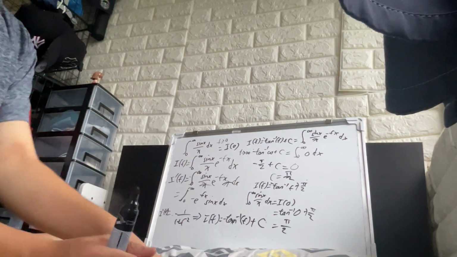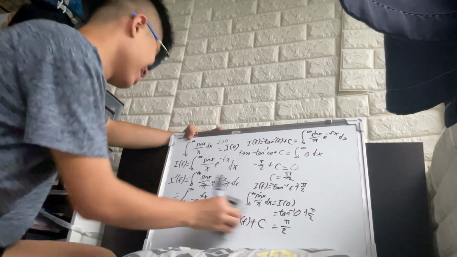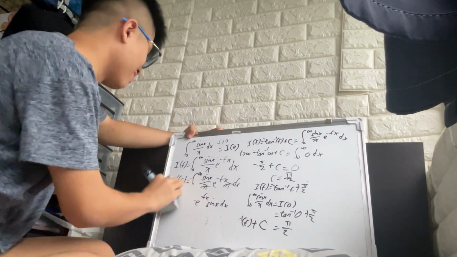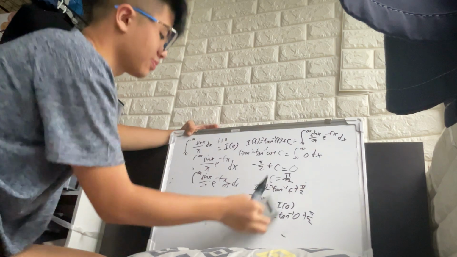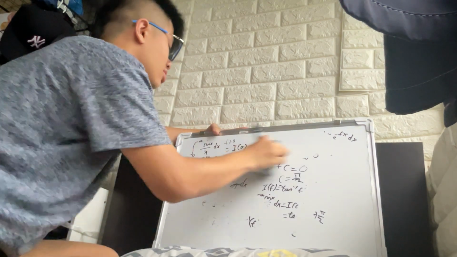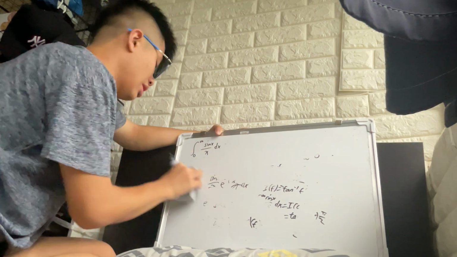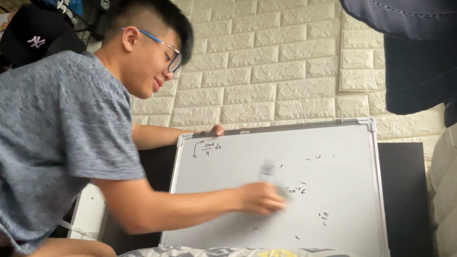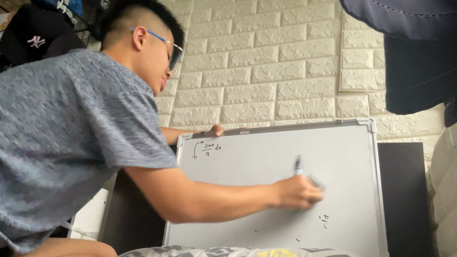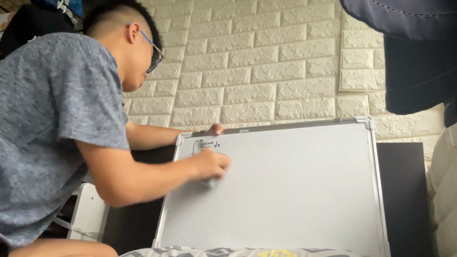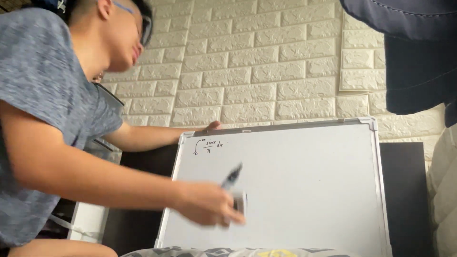This method is so hard. The second method is way easier, way more easier. As I mentioned before, we can use a special function here. It's a special function.